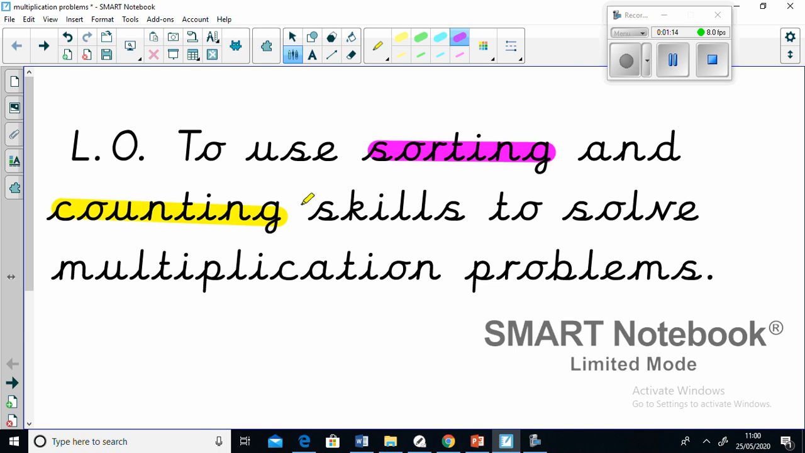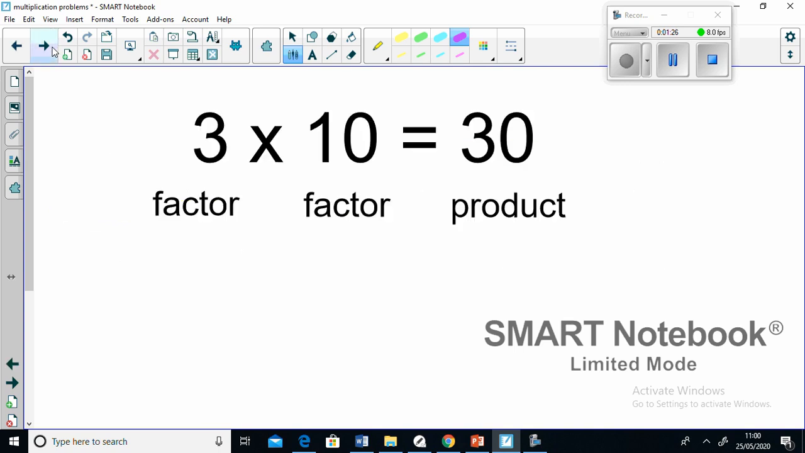Now, we're going to use both these skills today. Sometimes a sorting method will be the more efficient method. Sometimes the counting method will be more efficient. So it's important we have both skills in our tool belt. Now, when I'm making decisions on exactly which is the most efficient method, I'm going to be looking at the different numbers in the calculation.